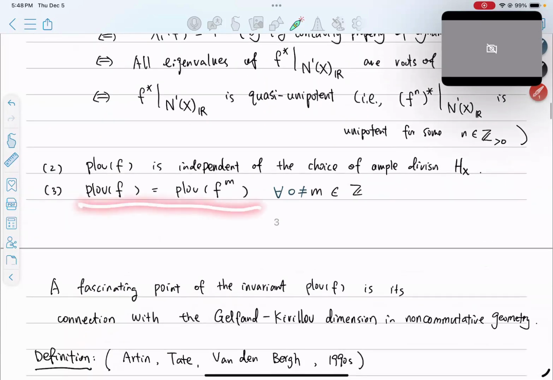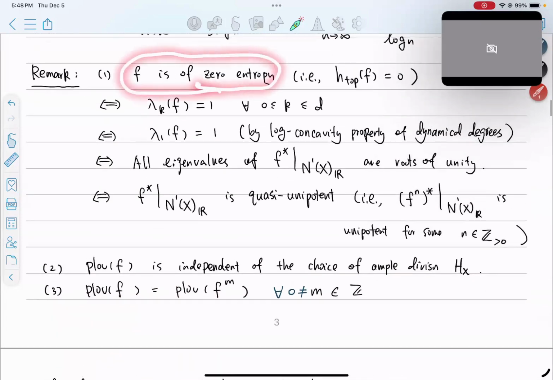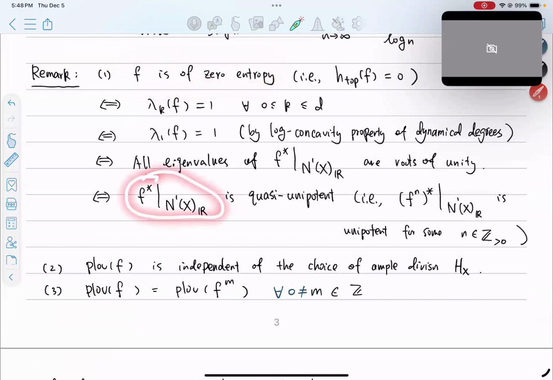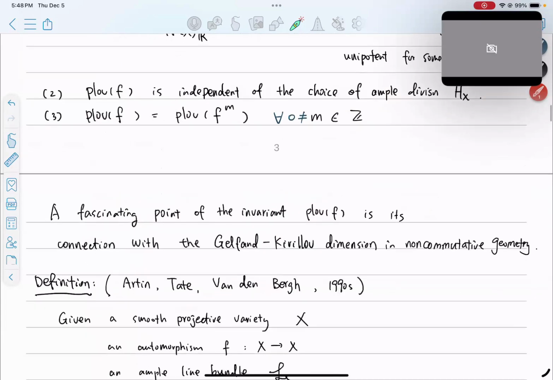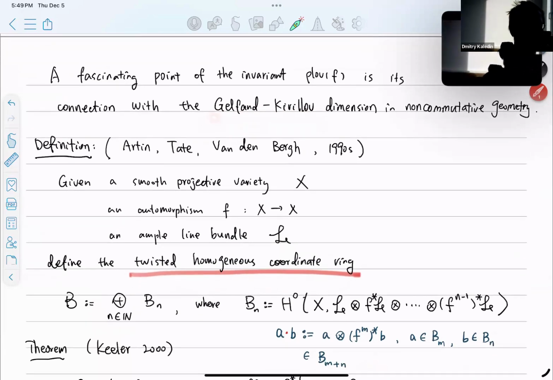Because of this remark, if you consider a zero entropy automorphism, we can always assume that the pullback of f on the Lorentz group is unipotent, because we just replace f by f to the n, and Polov f doesn't change. This is the first motivation to consider Polov f. Another motivation is that this invariant is also related to the so-called Gaussian dimension in non-commutative geometry. And can you remind, please?